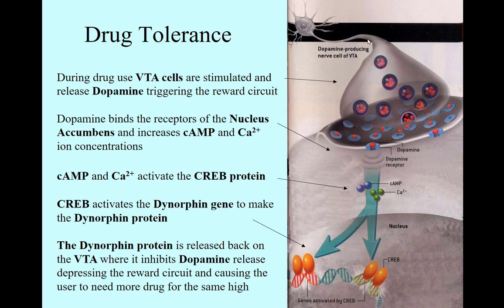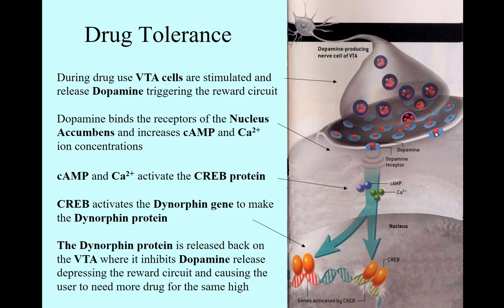Okay, so this would be part of the medial forebrain bundle, this axon. Okay, we know that VTA releases dopamine. It's a dopaminergic cell. So during drug use, the VTA cells are stimulated and release dopamine, triggering the reward circuit. So here is the dopamine being released and binding to the receptors on the postsynaptic cell.